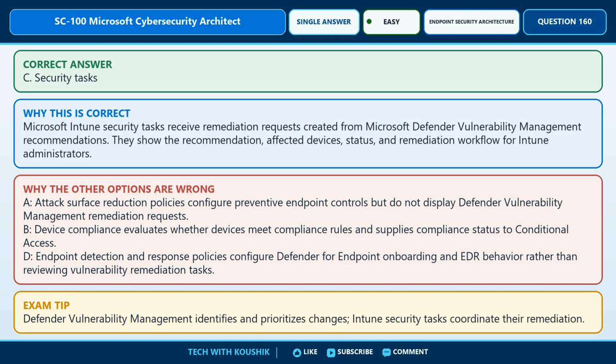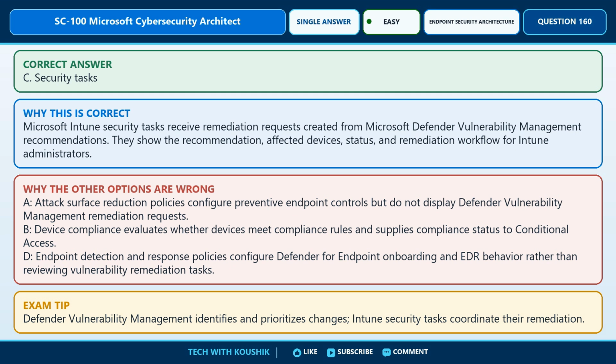Here's why. Microsoft Intune security tasks receive remediation requests created from Microsoft Defender vulnerability management recommendations. They show the recommendation, affected devices, status, and remediation workflow for Intune administrators. Why are the other options not correct? A. Attack surface reduction policies configure preventive endpoint controls but do not display Defender vulnerability management remediation requests. B. Device compliance evaluates whether devices meet compliance rules and supplies compliance status to conditional access. D. Endpoint detection and response policies configure Defender for Endpoint onboarding and EDR behavior rather than reviewing vulnerability remediation tasks.